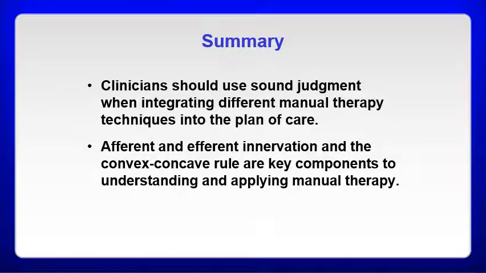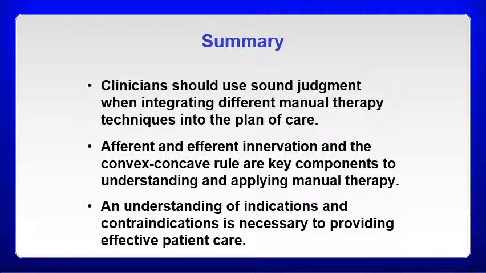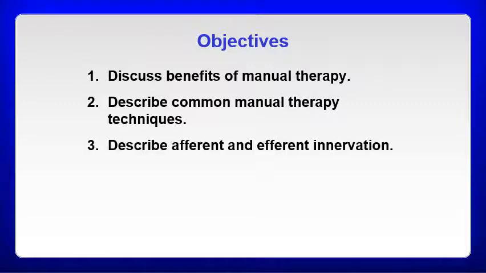Afferent, efferent, so just make sure you understand some of those things that we talked about, the importance of the nervous system and why we're doing some of these things. And just understand the convex concave rule. I'll give some examples in our lab to help you get a better understanding of that, and that's actually something you will go over even more in therapeutic exercise. And understand indications and contraindications, just to make sure that you're providing safe treatment to the patients. And these are your objectives.